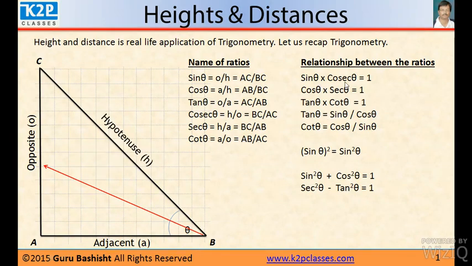Sec theta into cosec theta is 1. Cos theta into sec theta is 1. Tan theta into cot theta is 1. Tan theta equals sin theta by cos theta. Cot theta is cos theta by sin theta. Sin theta whole squared is written as sin square theta. It doesn't mean sin square into theta. Two basic formulas of trigonometry: sin square theta plus cos square theta equals 1, and sec square theta minus tan square theta equals 1.